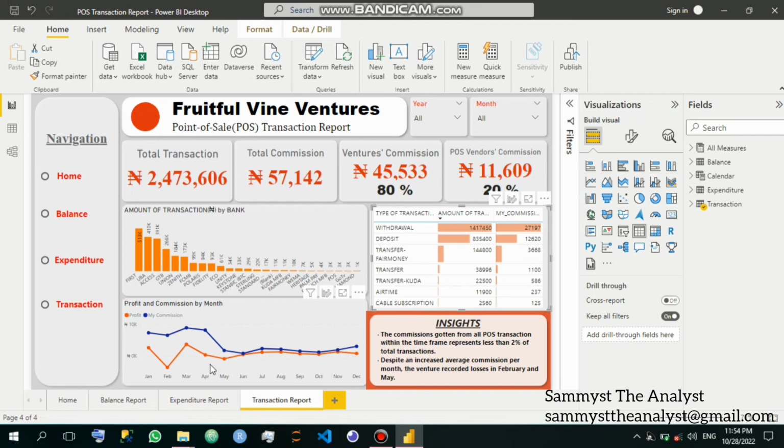So these are the reports that I created using Power BI on this data. I actually built several models using Power BI, and I grouped them into these different tables.